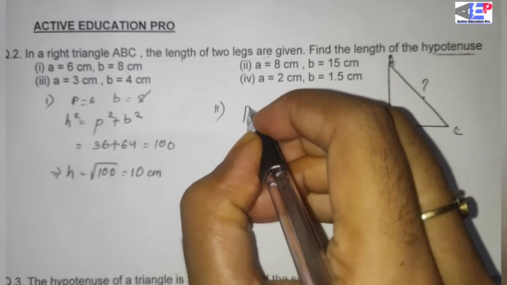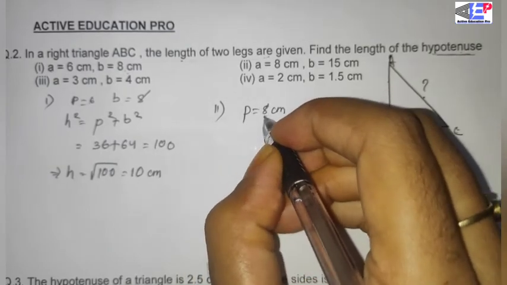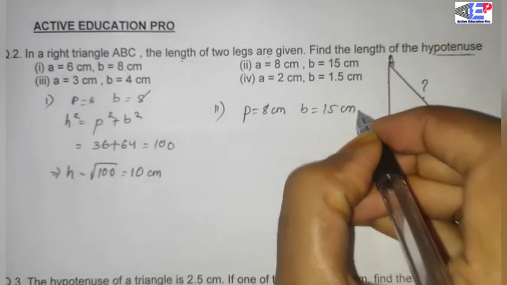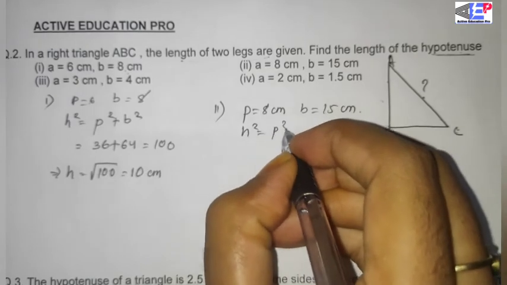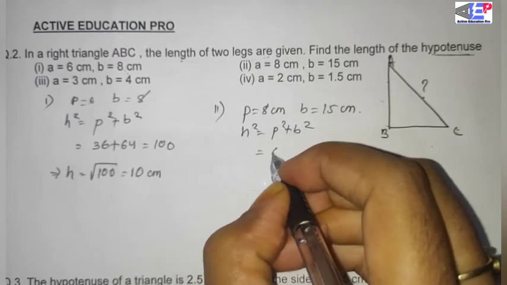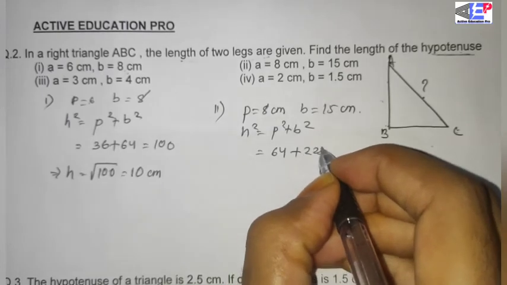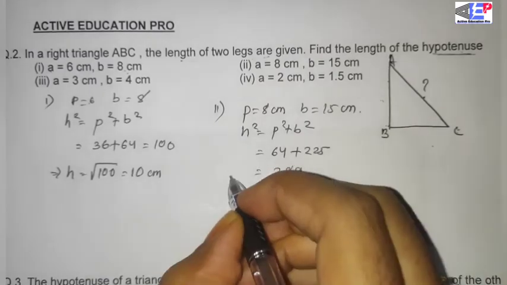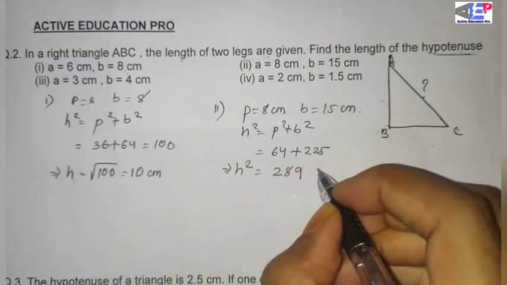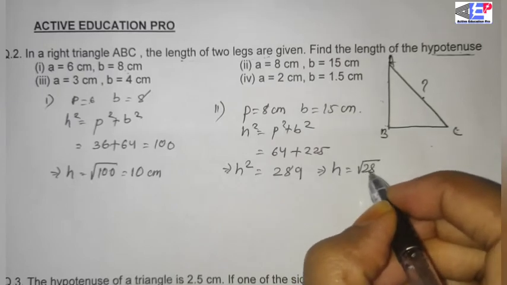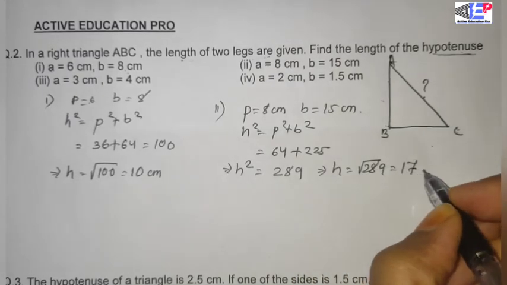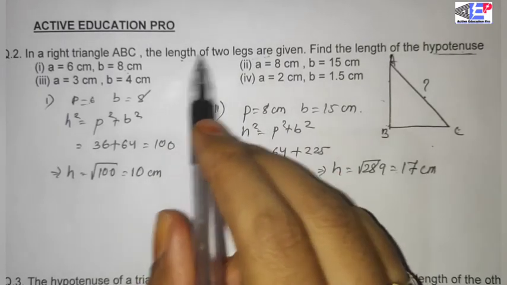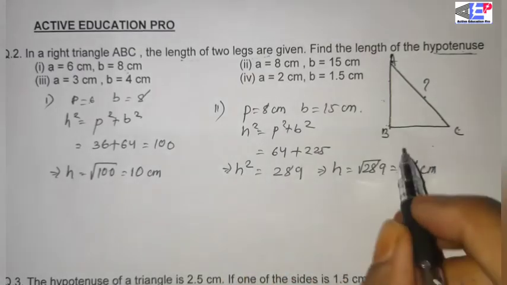Here A is equal to 8. Suppose P is equal to 8 centimeter. I take perpendicular as 8 centimeter and base is equal to 15 centimeter. So H square is P square plus B square, which is equal to 64 plus 225, and this is 289. H square is equal to 289, so H is the square root of 289, which is equal to 17. Put the unit, centimeter: 17 centimeter. For question number 2, bit 2, H is equal to 17 centimeter of this right angle triangle.